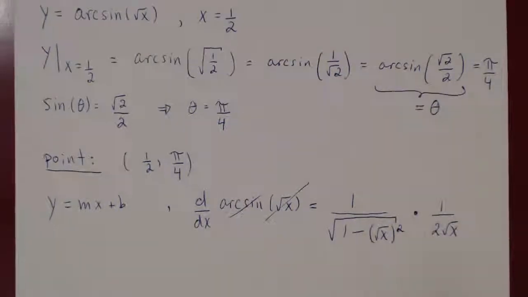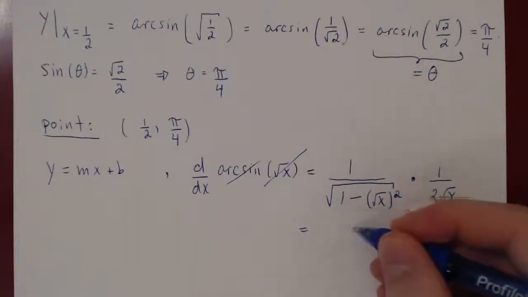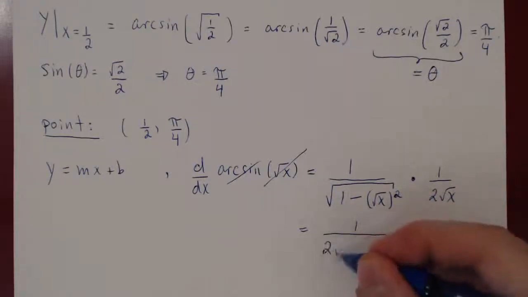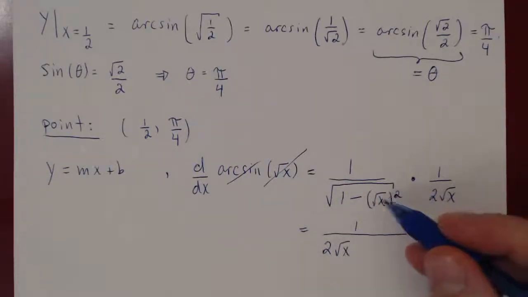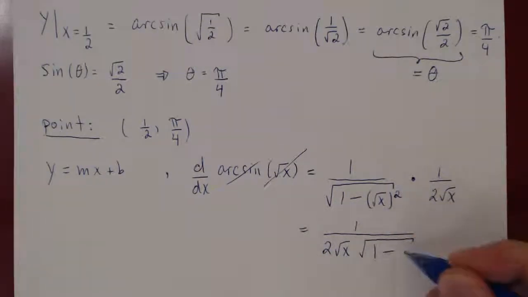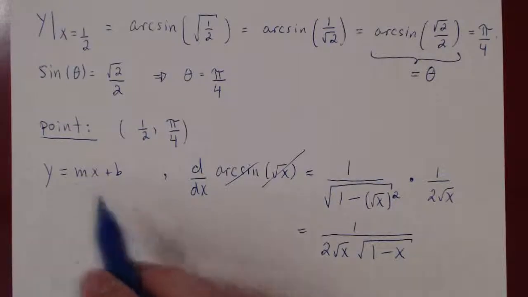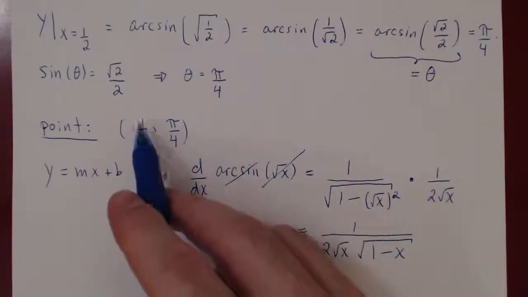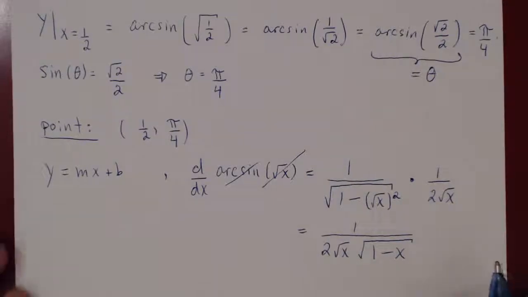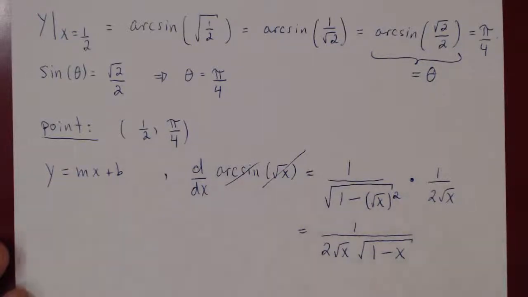We can simplify this quite nicely. I'll write the 1 over 2 root of x first. And the root of x squared is simply x, so what we have here is root of 1 minus x. So now we have the derivative of our function, arc sine of root of x, for any given value of x. Well, the slope of the tangent line is the derivative of the function specifically at x equals 1 over 2. So now let's evaluate the derivative at 1/2, which will give us the slope of the tangent line at x equals 1 over 2.